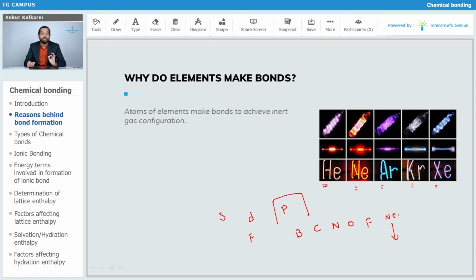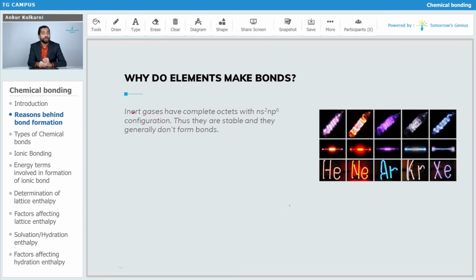All your bond formation takes place in order to achieve the noble gas configuration. Now what is noble gas configuration? Noble gases are also called inert gases. I hope you know that. Inert gases have complete octets with ns2 np6. Why np6? Because the last electron is entering the p orbital, correct? So the electronic configuration of noble gas elements is ns2 np6. n is your quantum number, or let's say the principal quantum number.